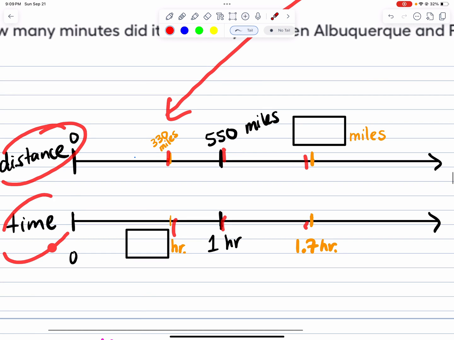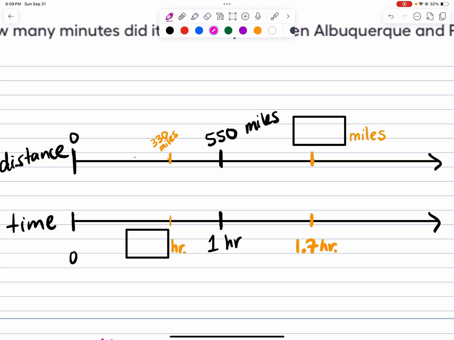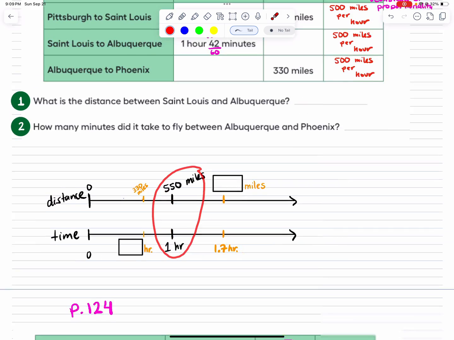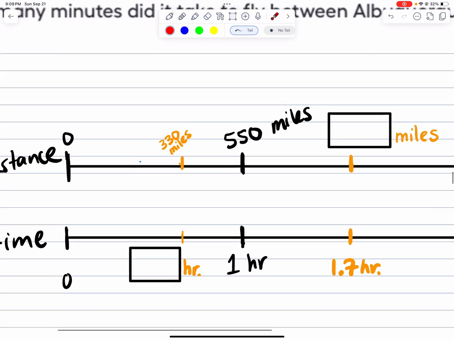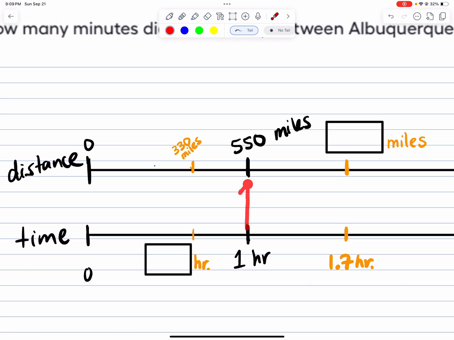One is distance and one is time. I want you to realize that the information we got here, the 1 hour and 550 miles in the first box up here, how do we get from time to this? How do we get from 1 to 550? Remember, there is a constant of proportionality. We need to multiply by something. Luckily, it is a unit rate. So we know immediately, it's times 550.